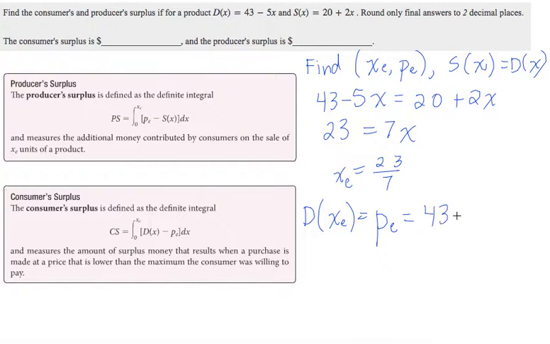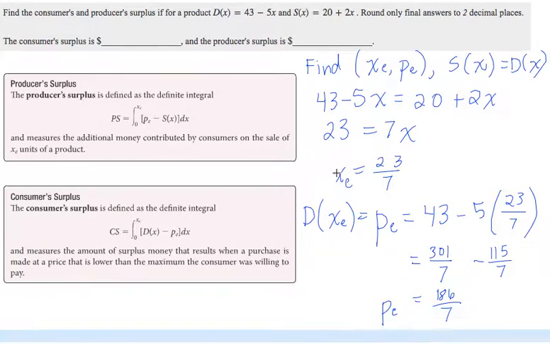It's 43 minus 5 times 23 sevenths. Simplify that a little bit. So 23 times 5 is 115. And I'm going to go ahead and get a common denominator here. So 43 times 7 is 301. So then 301 minus 115 is 186 over 7, which is a decimal again. So we're going to leave it in its exact form for now.